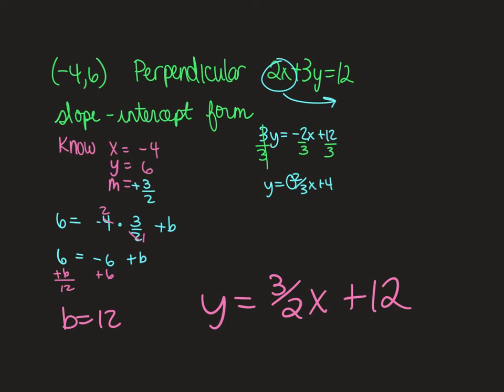All right, I figured out b was 12, so I put y equals m times x plus b. I crossed out the parts that cancel, and I ended up with a -6. Add 6 to both sides, and I get 12, so b is 12. Y equals, remember I wanted positive 3/2, because it has to be perpendicular to this line, positive 3/2 x plus 12.